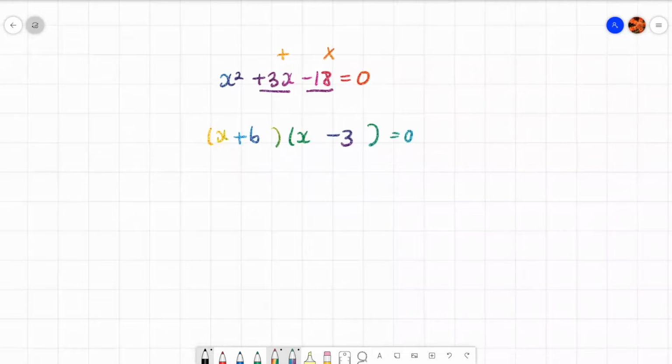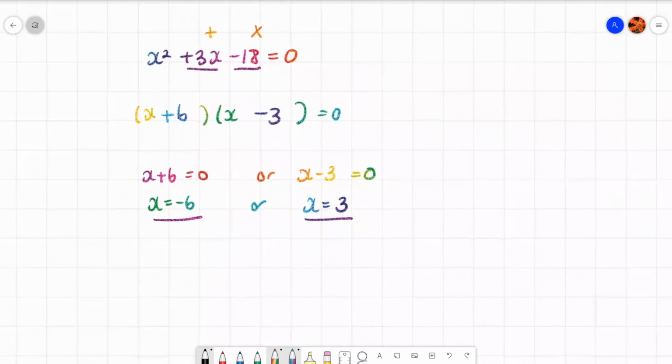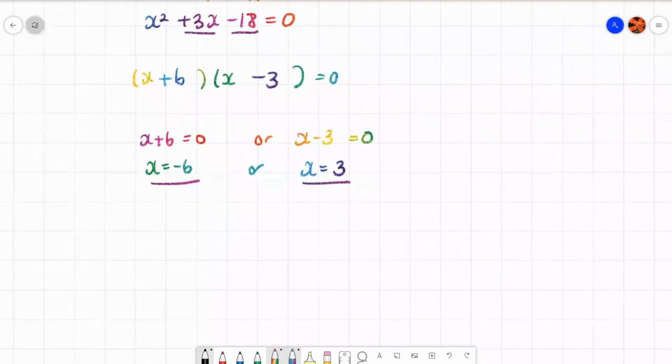So what you do is make each bracket equal to 0. So x plus 6 equals 0, or x minus 3 equals 0. Solve: x equals minus 6, or x equals 3. And there you are, we have solved to work out the roots of our equation. And again, that means that the graph crosses the x-axis at minus 6, and it crosses the x-axis at 3 as well. It crosses it at 2 points. We might have something else. So let's have a look.